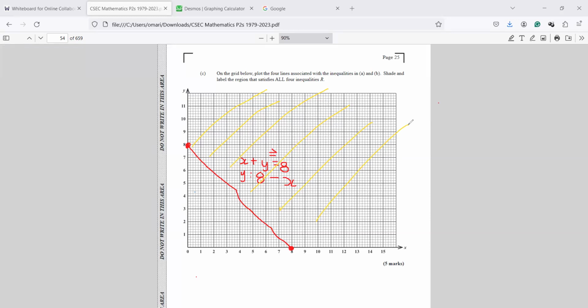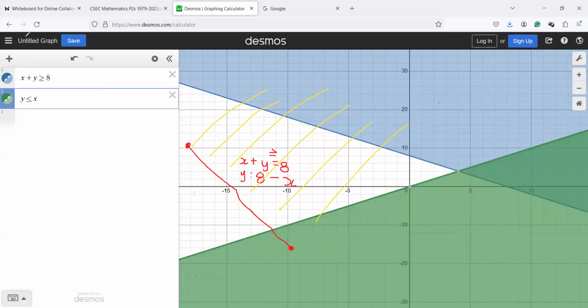Then I'm going to go ahead and plot the other lines just to speed things up for us. If you guys have any questions or are not clear with what I said, you can ask and I'll try to see how best I can backtrack and assist you guys. The first thing we want to do is to put these numbers in order. So we already did x plus y must be greater than or equal to 8.